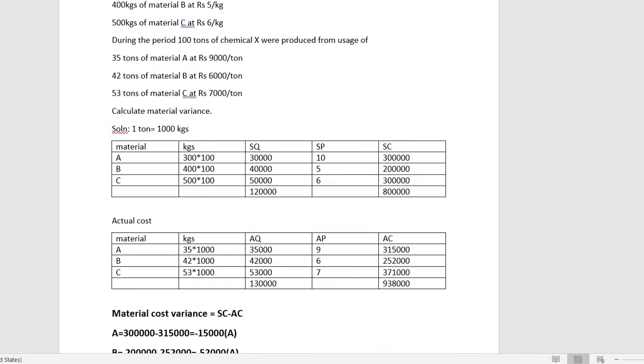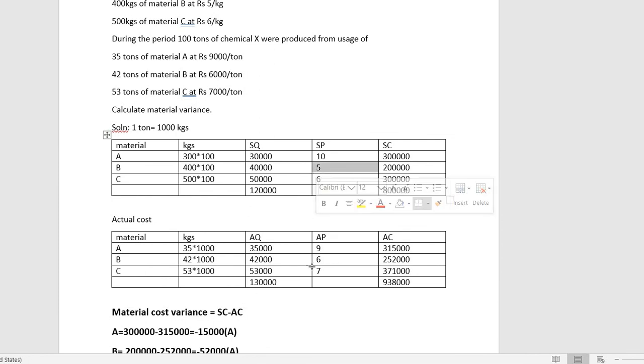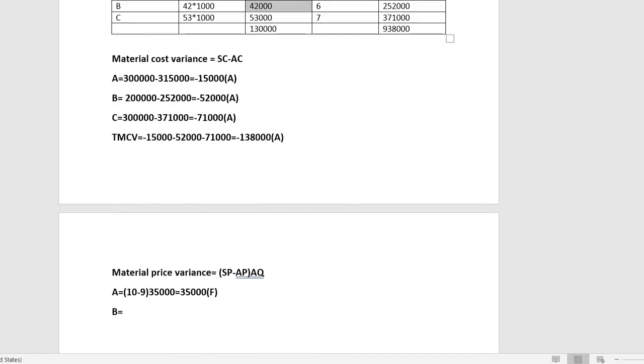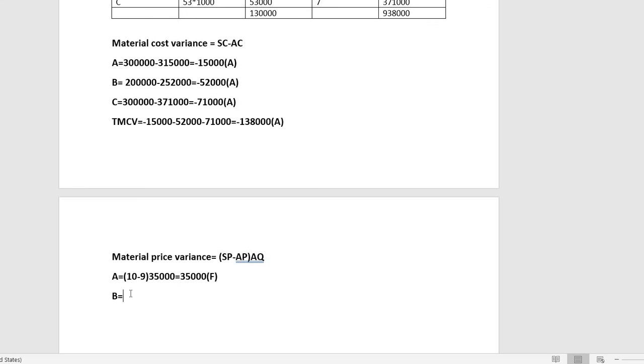Next B, standard price of B is 5, actual price is 6, actual quantity is 42,000. The standard price is 5 minus actual price 6, that is minus 1, into 42,000 is equal to minus 42,000, which is adverse variance.